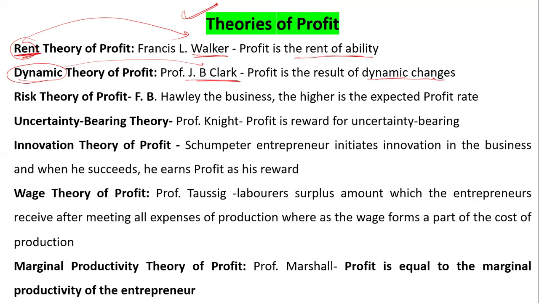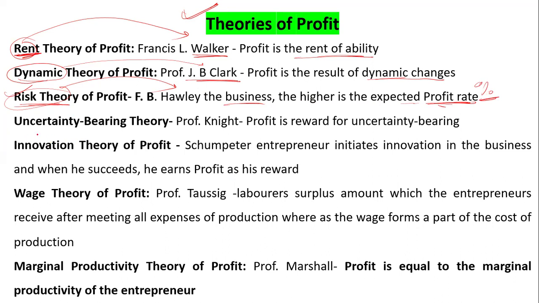If you are making dynamic changes in your area, then you will get maximum profit. Then the risk theory is given by Hawley. This theory is about the higher the expected profit rate, the higher the risk. The propounder says that if you are focusing only on profit, you are risking more. So the profit rate needs to be increased while reducing your risk.